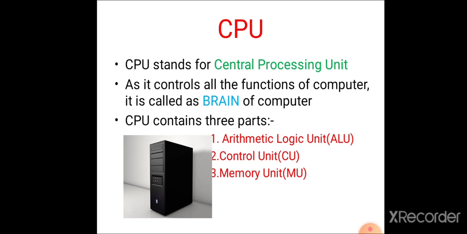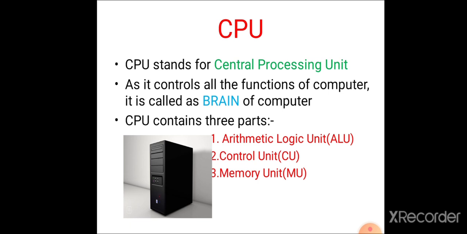Now let us see the parts of a CPU. As you all know that CPU stands for Central Processing Unit. This is called as brain of the computer because any information which we store in computer is saved in CPU. That is the reason why we call CPU as Central Processing Unit.